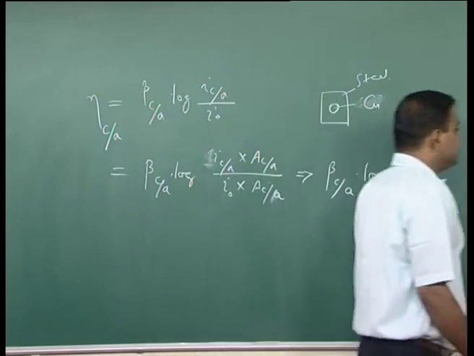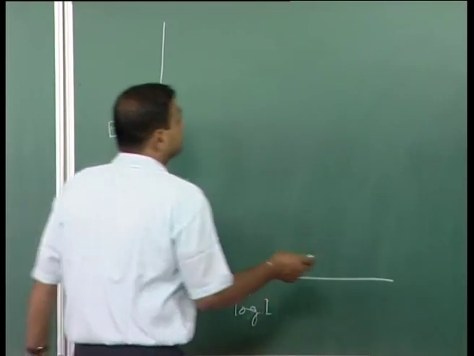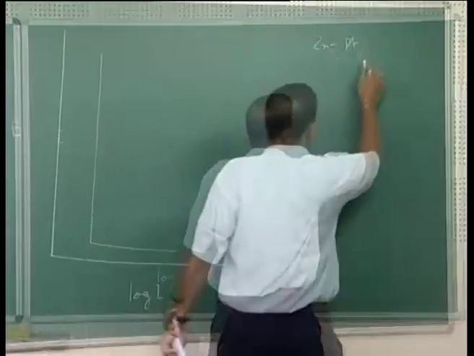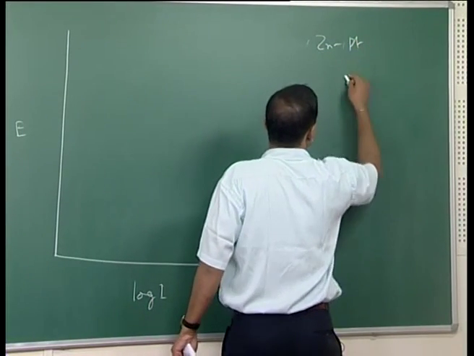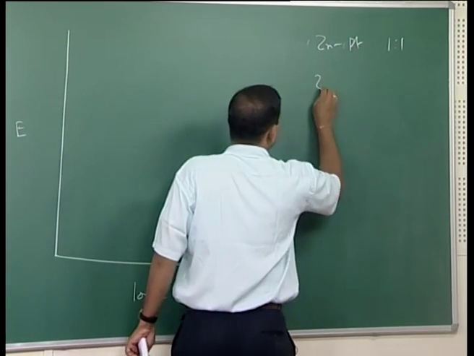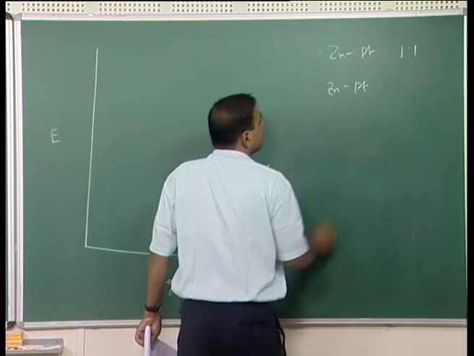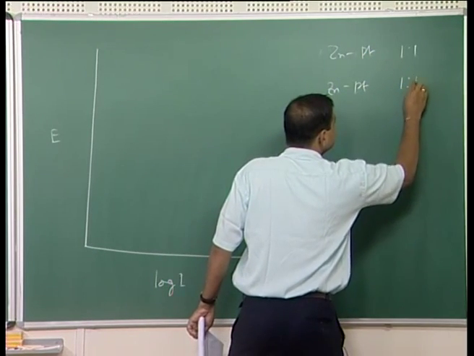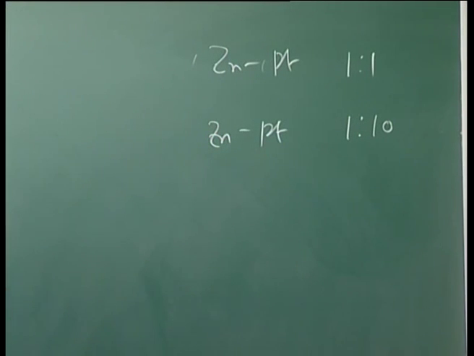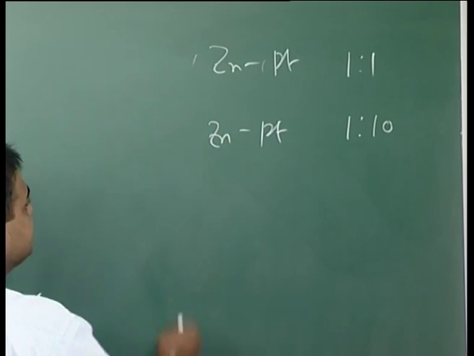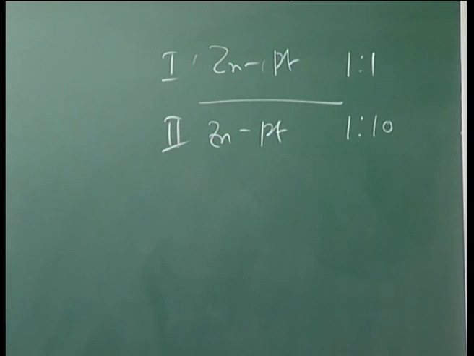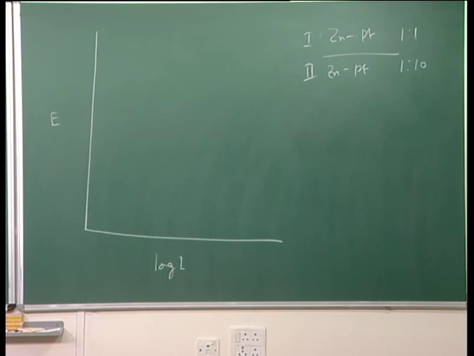Now, in that case, let us say I am having a couple between zinc and platinum, where the area fraction between zinc area and platinum area is 1:1, and another case where I have zinc and platinum where the area fraction is 1:10. So, platinum has 10 times more area than the zinc. So, these are the two cases, case 1 and case 2. Now, what would be the situation in these two cases? Then we can definitely understand what is happening here.